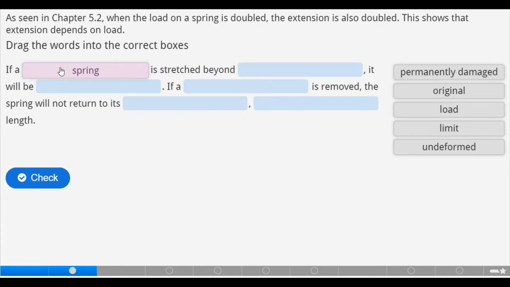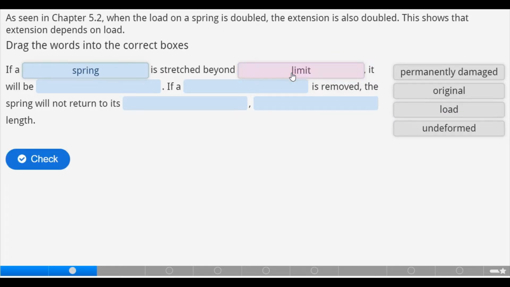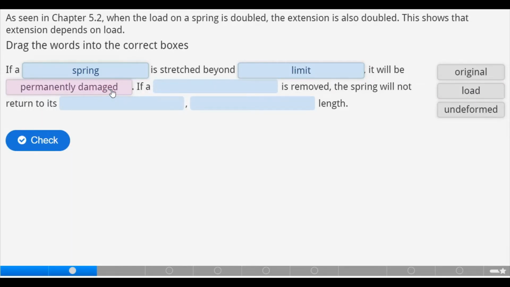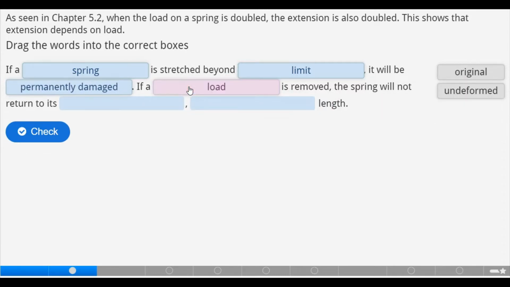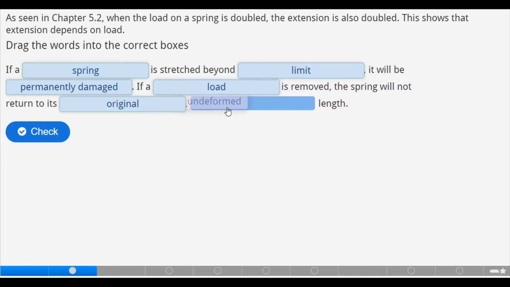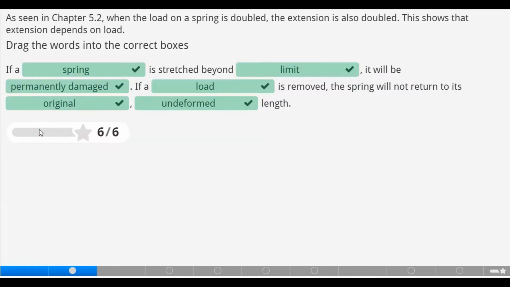If a spring is stretched beyond its limit, it will be permanently damaged. If a load is removed, the spring will not return to its original undeformed length. Can we check? That's correct.